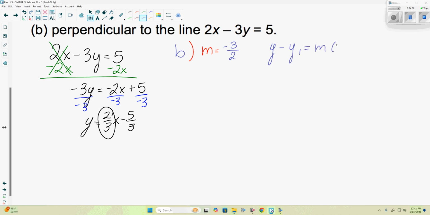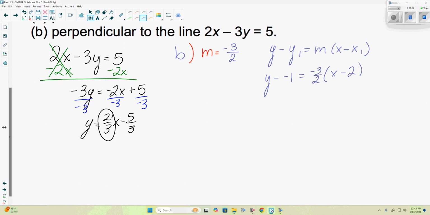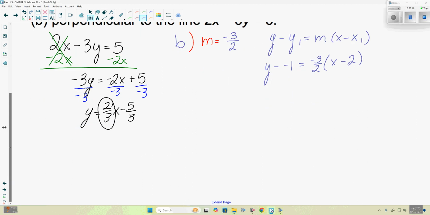And now that we have the slope, we're going to do the exact same thing. So we're going to plug our -1 in for y, and our 2 in for x. And this time we're plugging -3/2 in for the slope. And just like before, our negative negative is going to make a positive. And like before, we're going to distribute the slope. So this time we're multiplying through by negative 3/2.